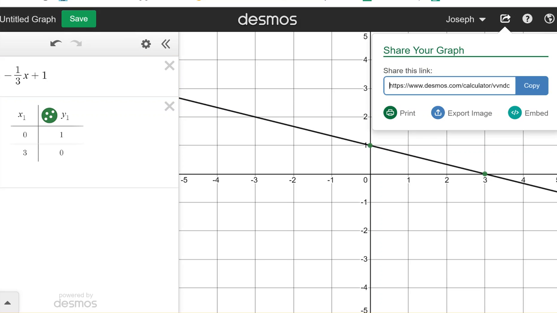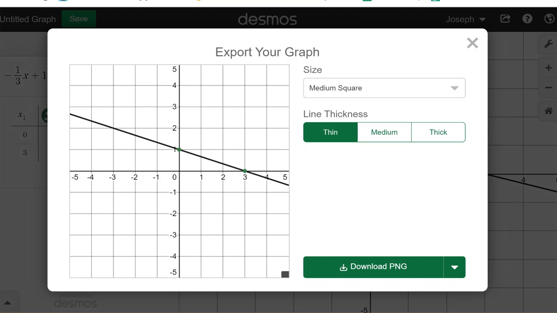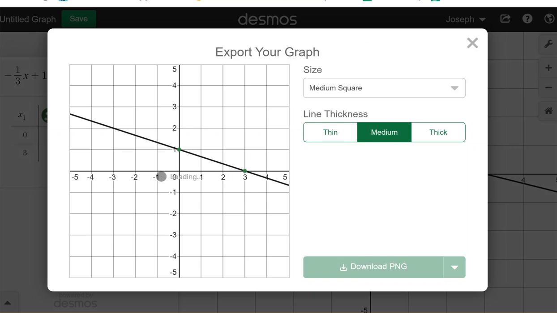Now I'm going to go ahead and grab my graph. There is my graph. I kind of like the mediums. As long as it doesn't screw up the lines, everything should be fine. Copy, paste, you're ready to go. All right, so that's how you use the slope-intercept form.